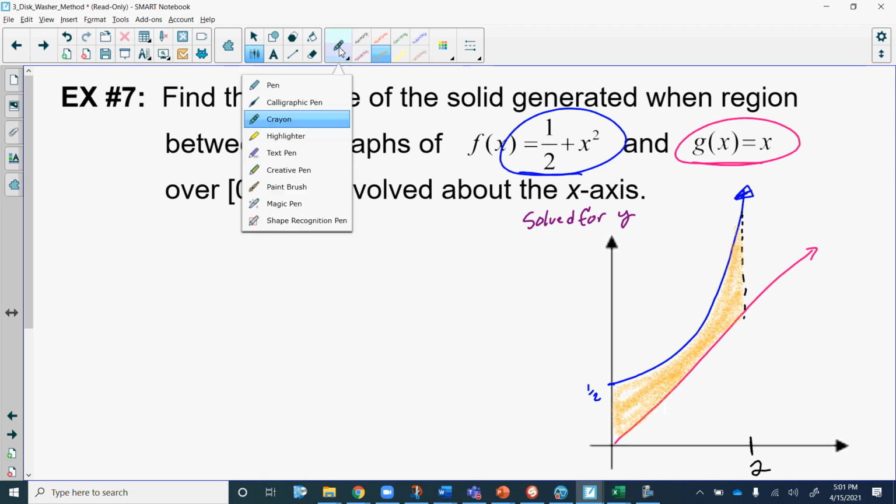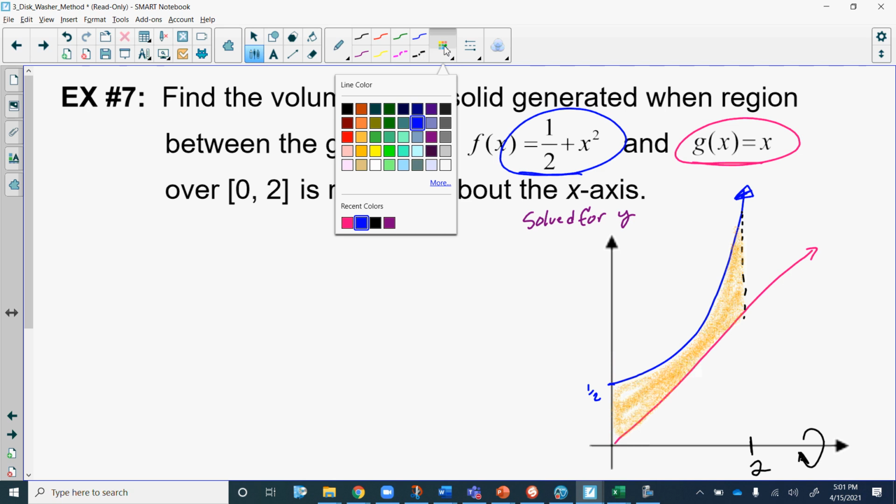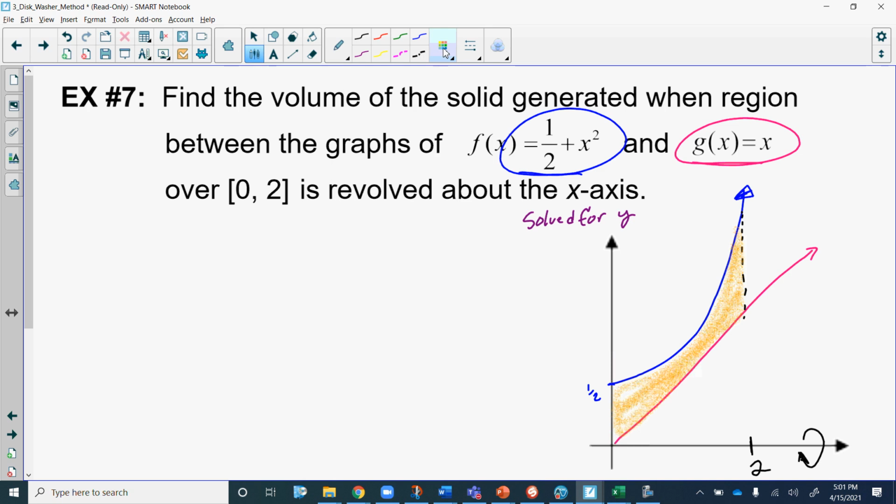And we are going to be rotating it about the x-axis, so we're rotating this way, so we want things solved in terms of y. That means this segment here, let me go back to my blue, is going to be my larger, or outer radius, which we're having solved in terms of y, which in this case is just the 1/2 plus x squared.